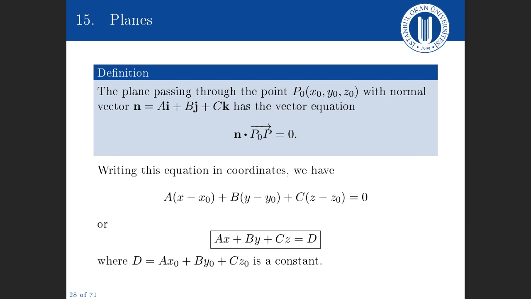In terms of coordinates, this is the same as a(x minus x0) plus b(y minus y0) plus c(z minus z0) is equal to 0. And we can rearrange that to get the standard equation. The standard equation for a plane is ax plus by plus cz is equal to some number d.